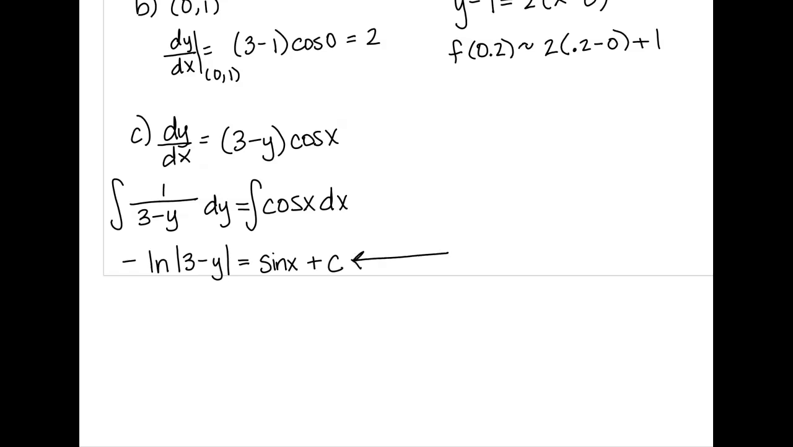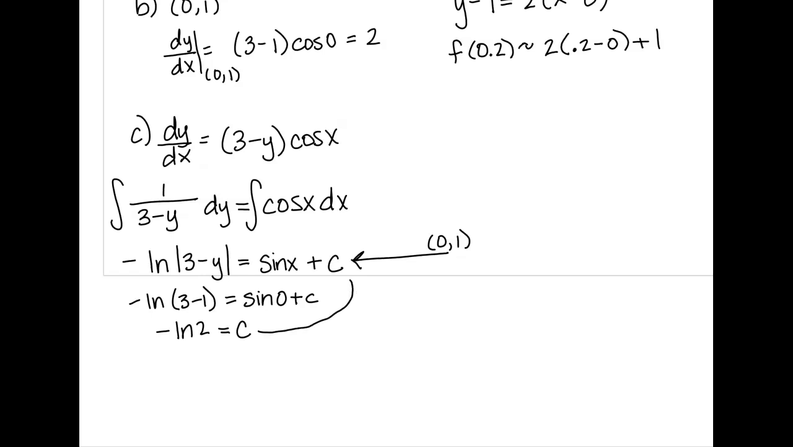All right. You guys know that I am a big fan of plugging in early, so we're going to plug in immediately that initial condition. And so that's negative natural log of 3 minus 1. I don't need the absolute value bars anymore because 3 minus 1 is positive, equals sine of 0 plus c. 3 minus 1 is 2. So this is negative natural log of 2 equals sine of 0 is 0.